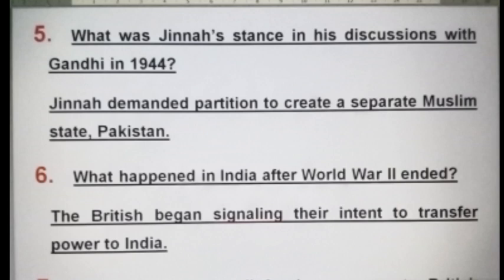What was Jinnah's stance in his discussions with Gandhi in 1944? Jinnah demanded partition to create a separate Muslim state, Pakistan. What happened in India after World War II ended? The British began signaling their intent to transfer power to India.